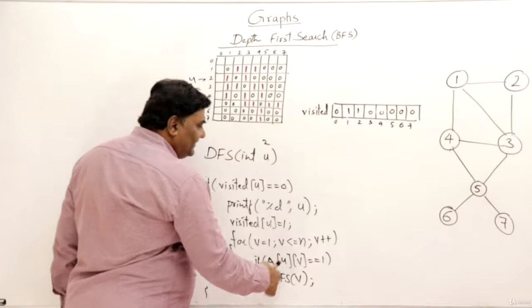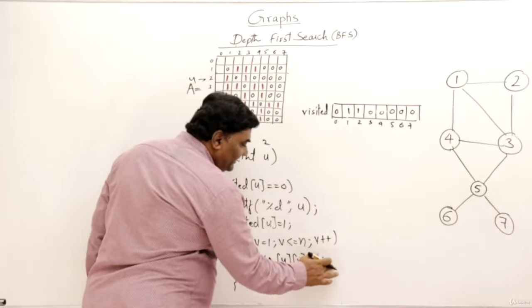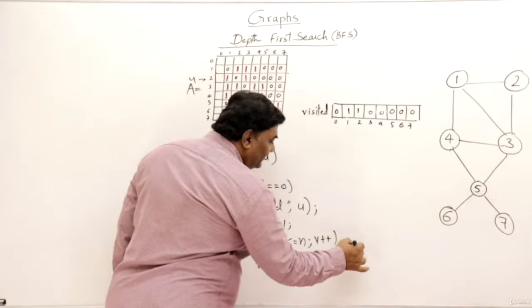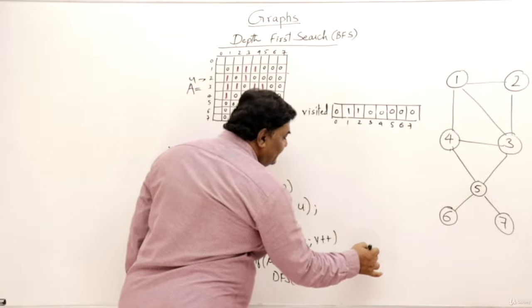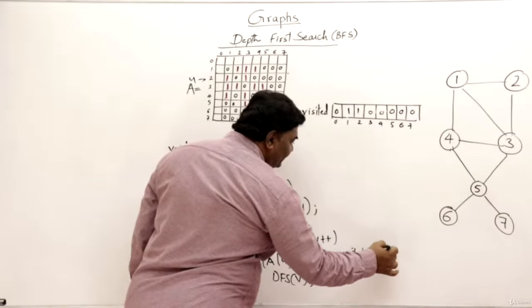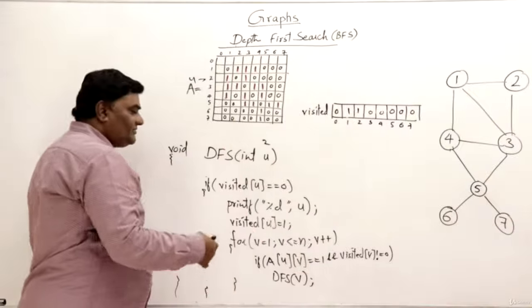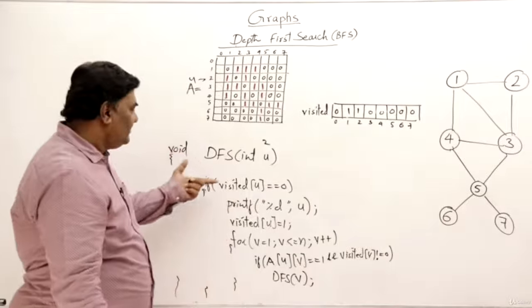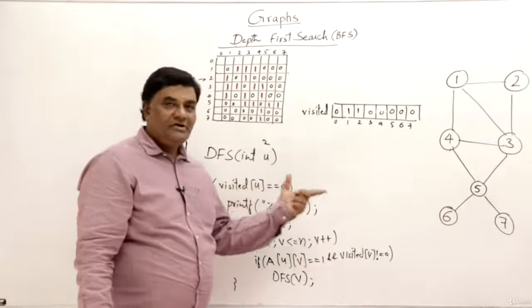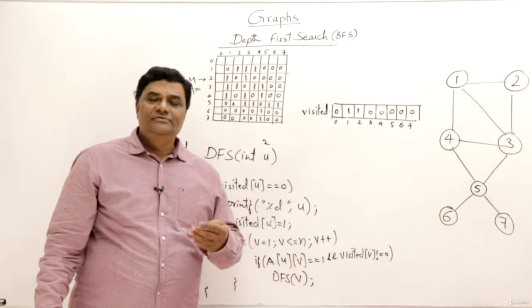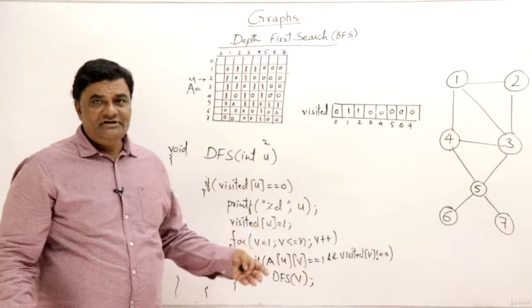To avoid the call, if it is already visited, I can add one more condition, that is visited of V is not equal to 0. Then only call. If it is already visited, it will not call the function. Anyway, if it calls also, this condition will stop it. Then how stack is used and all, I will show you. Then how recursion works, you know very well.